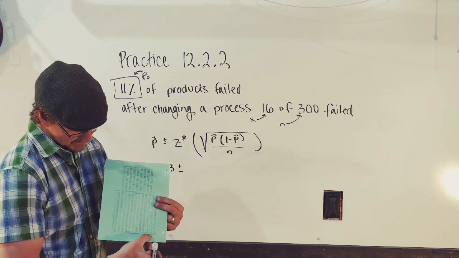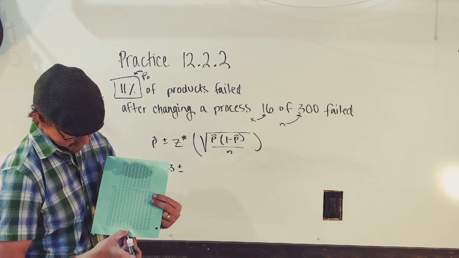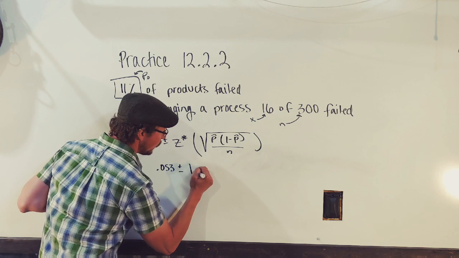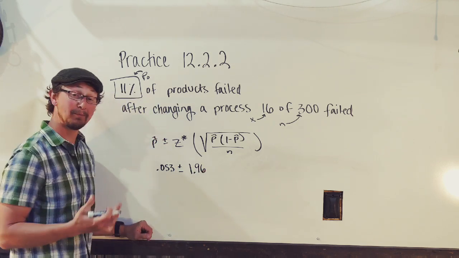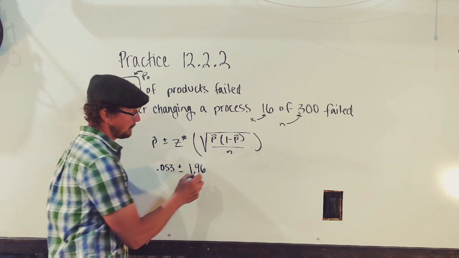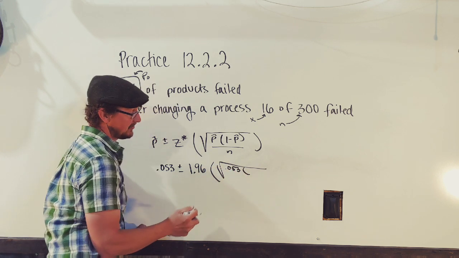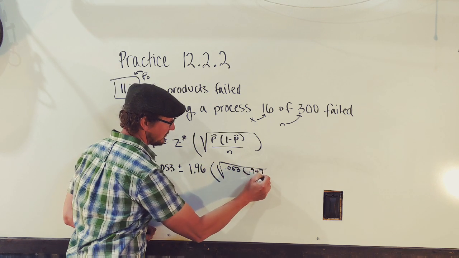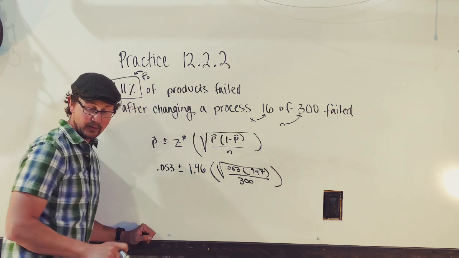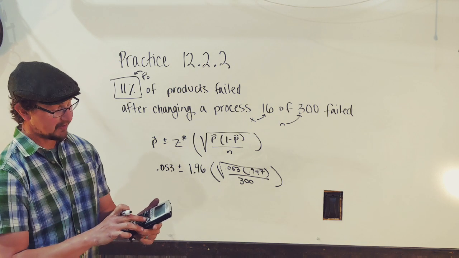Now, the problem prompts us to create a 95% confidence interval, which means I could go to my green sheet and at the bottom on table C, I would look up the 95% right there and it says 1.96. So 1.96 standard deviations above and below the mean gives me a 95% confidence interval. Times the square root of 0.053 and its complement, 0.947, over the sample size, that big 300.